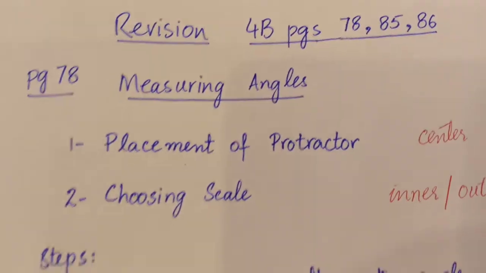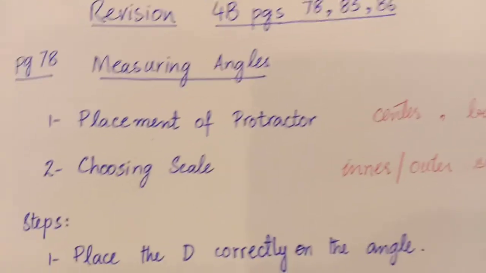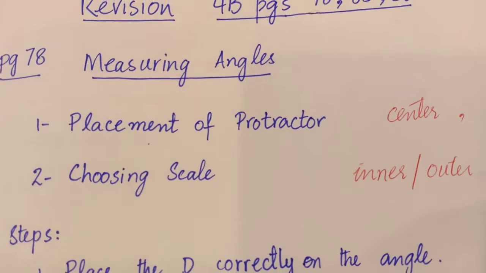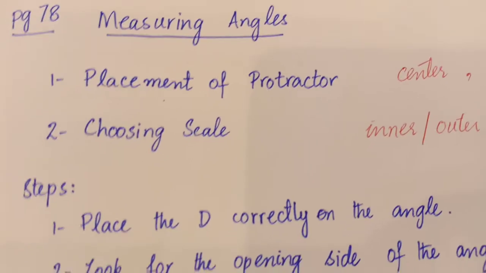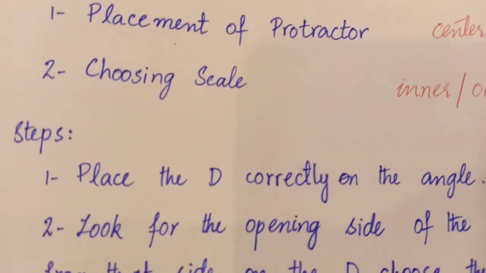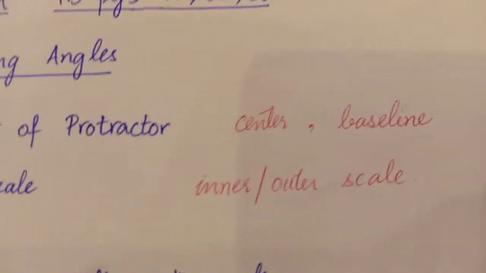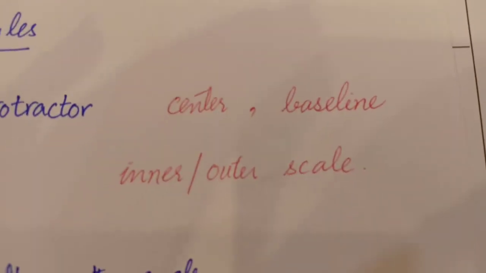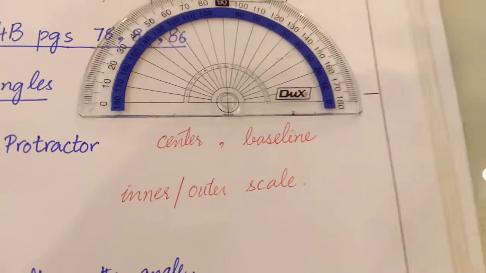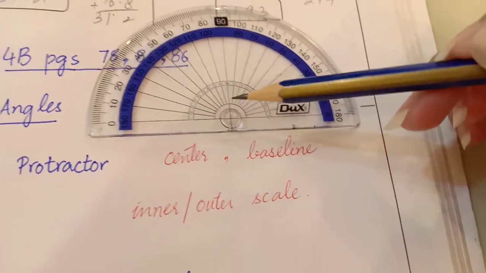In measuring angles or in drawing angles as well, two things are very important. First one is the placement of protractor on the angles drawn, and choosing scale. Which scale we have to choose, either inner or outer scale. How we will do these? Placement of protractor, we have to put the center of the D. This center of the D must be on the meeting point of the angles.